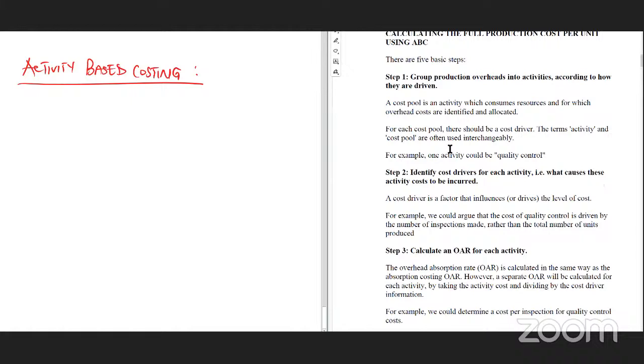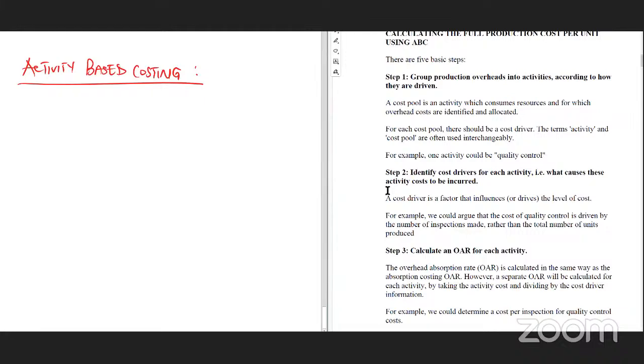So when you're doing activity-based costing, there are 5 basic steps. You see, the question can ask you to list the steps to be carried out in activity-based costing. So first of all, group the production overheads into activities according to how they are driven, right? That is putting it into a cost pool. So you determine the cost pool, right? A cost pool is an activity which consumes resources and for which overhead costs are identified and allocated. Now, for each cost pool, there should be a cost driver.